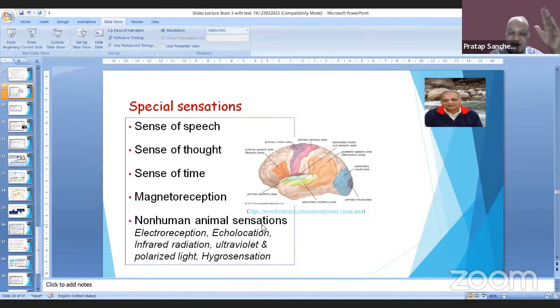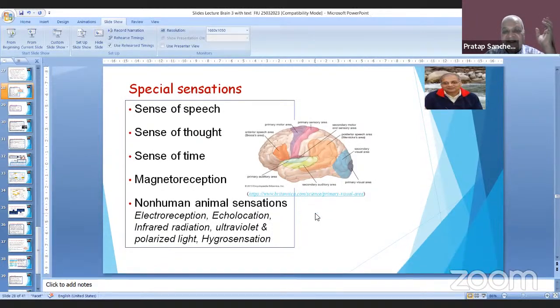Then there are many non-human animal sensations. Now these sensations are either dormant or absent in the human being. I told you about all these things. Hygrosensations, they say, when rain comes, animals become more aware of that. Human beings are yet to develop or yet to be aware of these sensations.